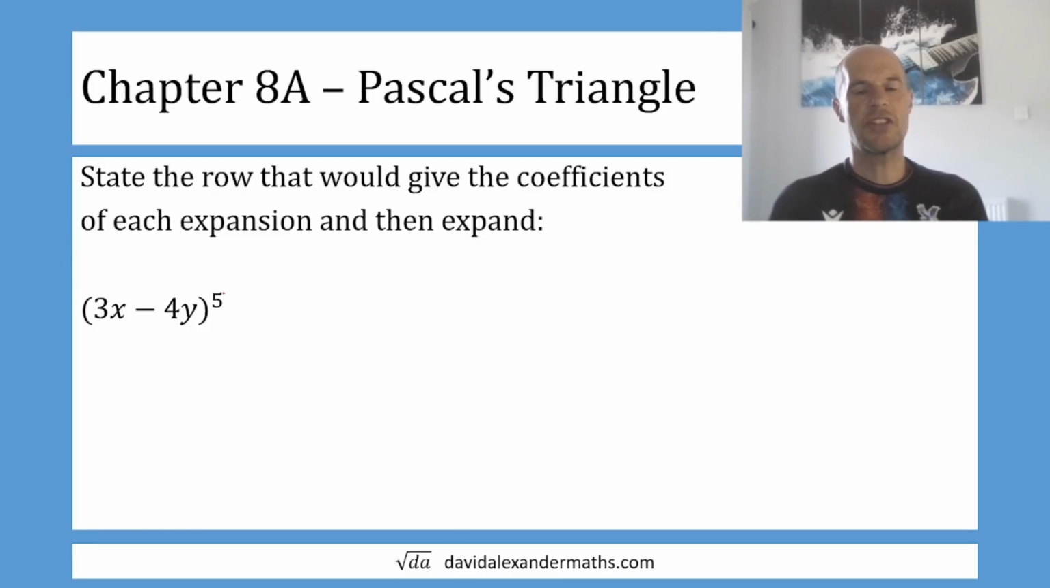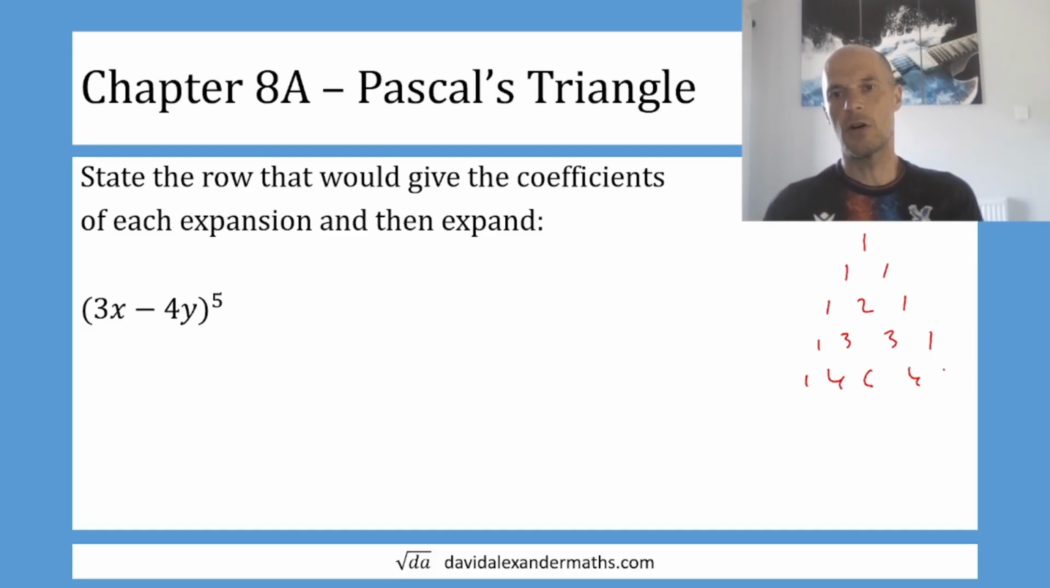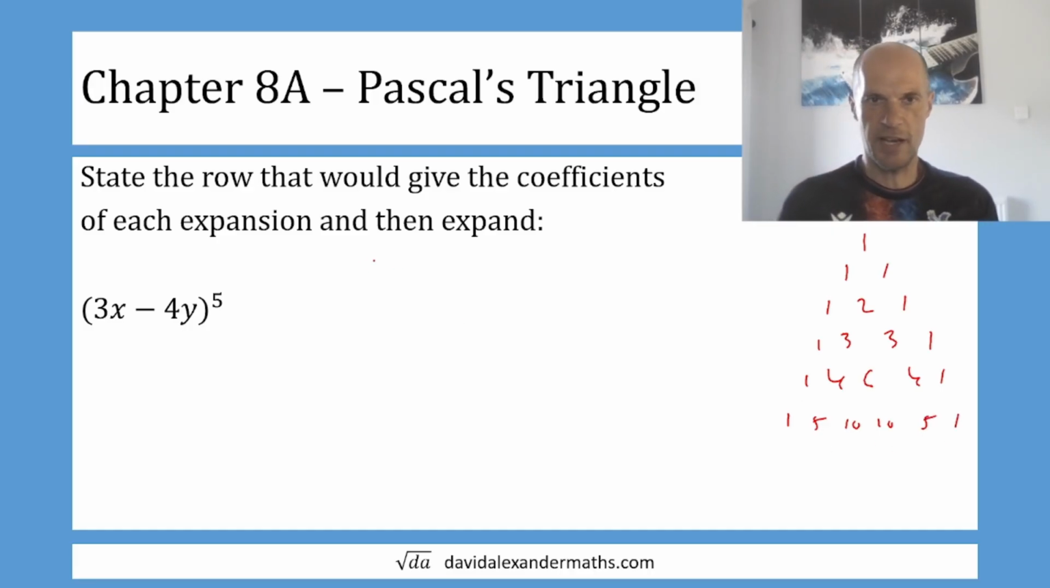Okay, so this one here is to the power of 5, so we want the sixth row. So let's do Pascal's triangle. 1; 1, 1; 1, 2, 1; 1, 3, 3, 1; 1, 4, 6, 4, 1; 1, 5, 10, 10, 5, 1. Okay, so I'll just be a bit more careful to give myself a bit more space this time. So 1, 5, 10, 10, 5, 1.